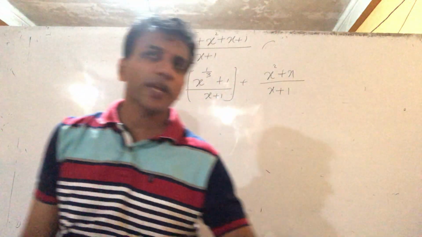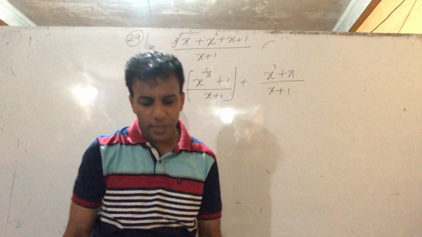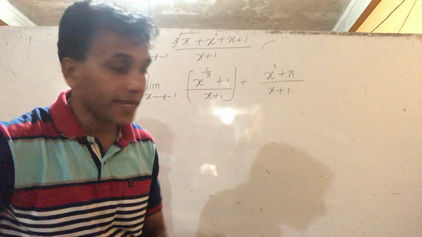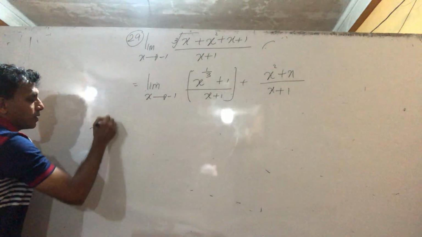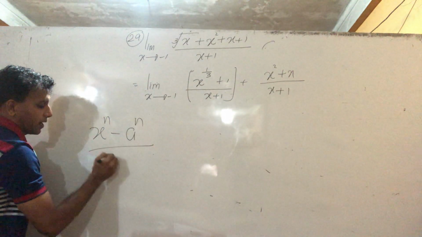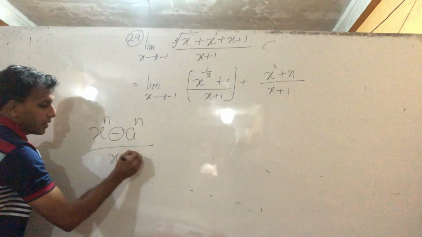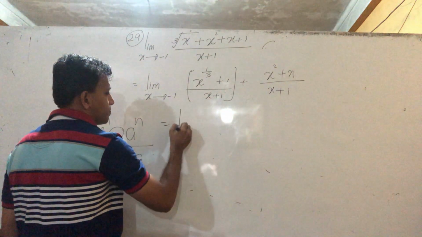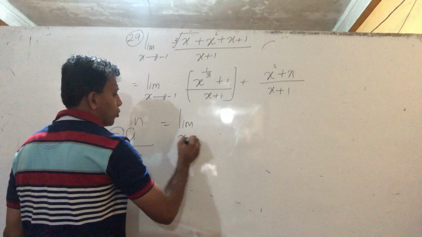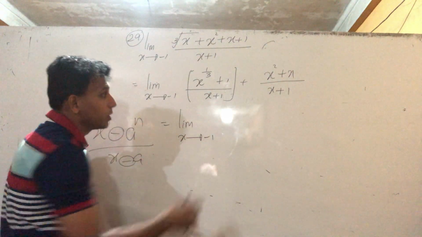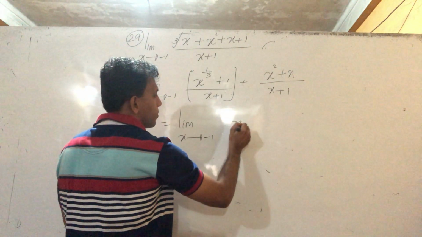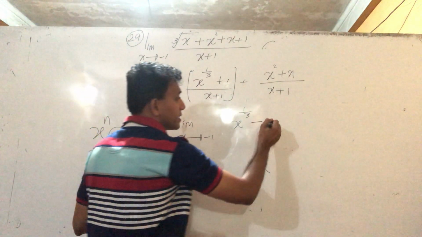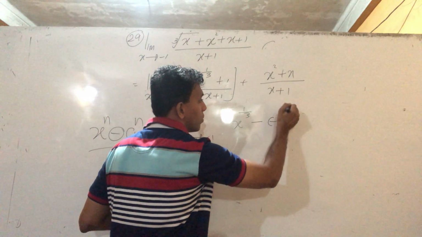Now we can use the algebraic limit, x to the power n minus a to the power n, that pattern. Check that. But there should be a minus, no? x to the power n minus a to the power n. It should be minus, so we have to rearrange it to negative. So the limit as x approaches minus 1 of x to the power 1/3 minus, can I say, minus 1 to the power 1/3?